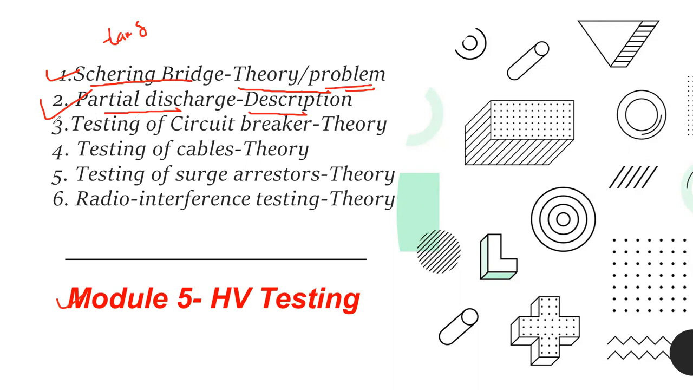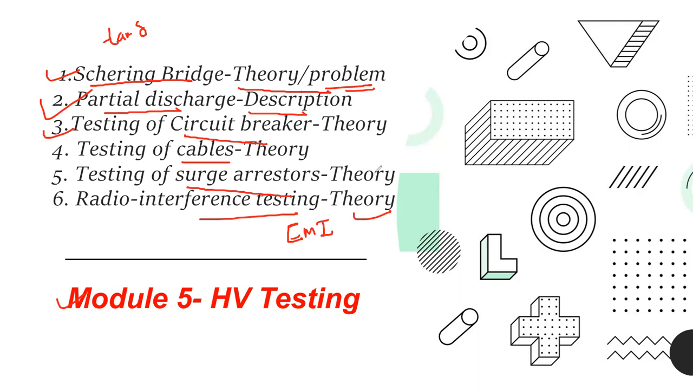Some models and some demo slides are given in my previous videos. You can go through that. The links are available in your description box. Then there are different types of conventional testing available. You have to study testing of circuit breakers, testing procedures of cables, then surge arresters, then radio interference or EMI, electromagnetic interference testing. All those things you have to study.